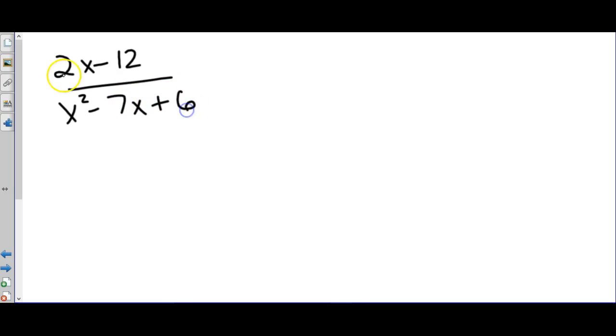Okay, so next type of factoring. We will still use greatest common factor. You should always check for greatest common factor. So like the top one, both of those divide by 2. 2x divided by 2 is 1x. Negative 12 divided by 2 is negative 6.